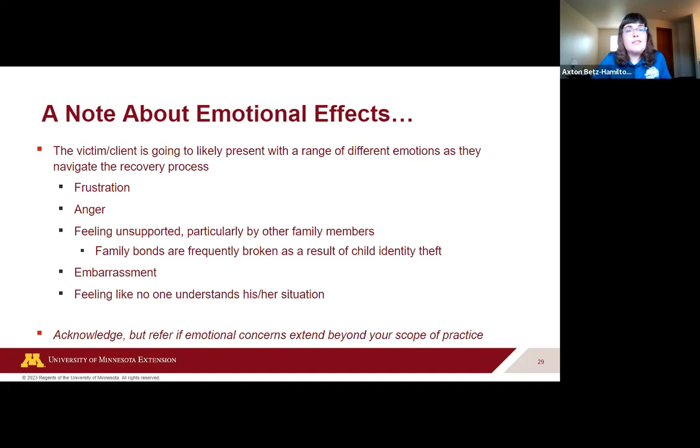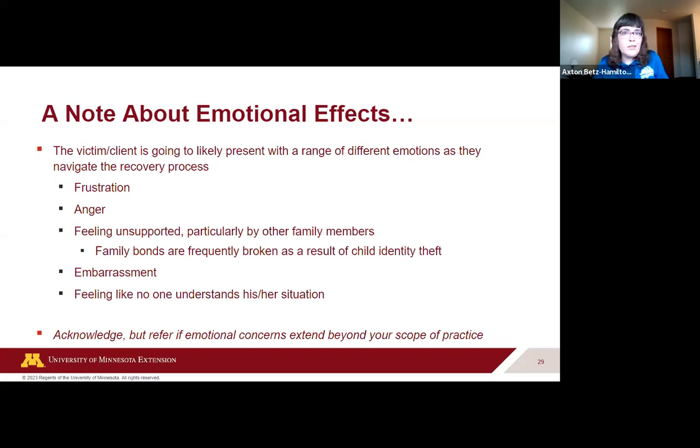Embarrassment, embarrassed that this happened to them, embarrassed that their family member did this to them, feeling like they're the only person that this could ever happen to, and being embarrassed by that. And then feeling like no one understands his or her situation. Again, going back to that idea of this never happens to anyone. No one's going to understand.